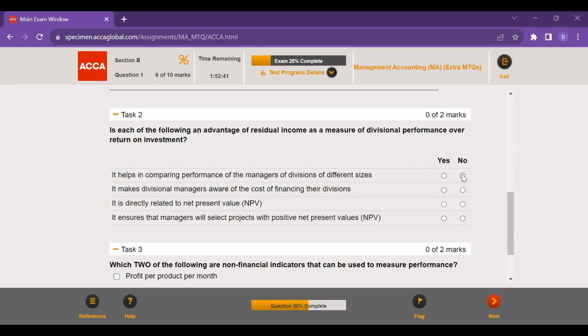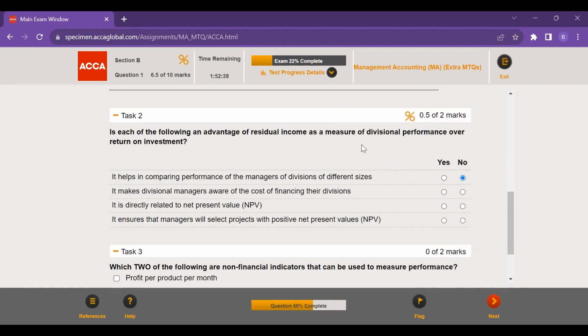Now let's have a look at the second one. It makes divisional managers aware of the cost of financing their divisions. So when you are using the residual income approach, definitely, what we did right above also, we subtracted the cost of capital, right? So definitely when you are using the residual income approach, the managers will be aware of how much the cost of financing their division is, because that is how residual income is arrived at. The cost of finance is subtracted, so they will be careful with that.